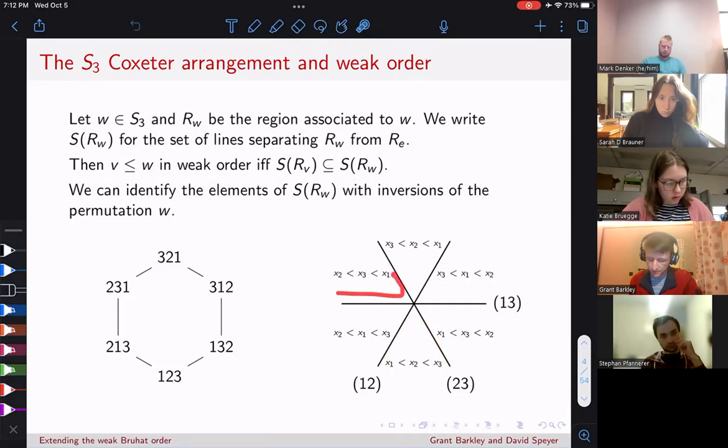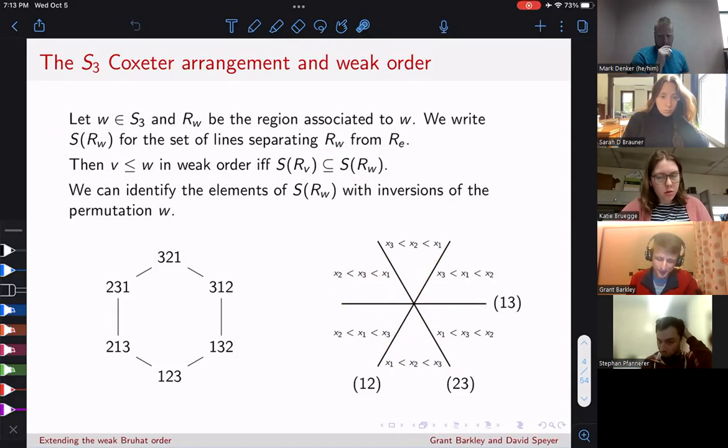Okay, so for instance, for our example of 2, 3, 1, the set of lines separating this region from this region is this line and this line. And so that's just a collection of the lines in the picture. Okay, and now we can define weak order to be containment of these separations. And now you can see where this picture on the left comes from.